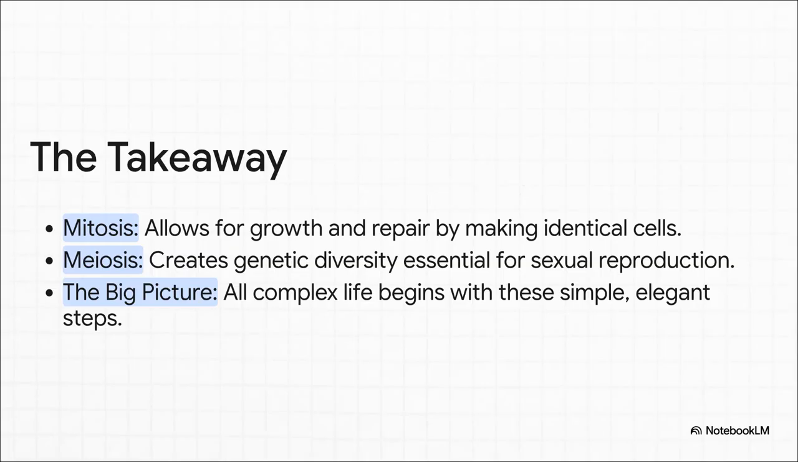So what's the big takeaway here? Well, it really boils down to 2 things. Mitosis is like the body's photocopier. It makes identical cells so you can grow and heal. Meiosis, on the other hand, is the genetic shuffler. It creates unique cells that drive the incredible diversity of life.